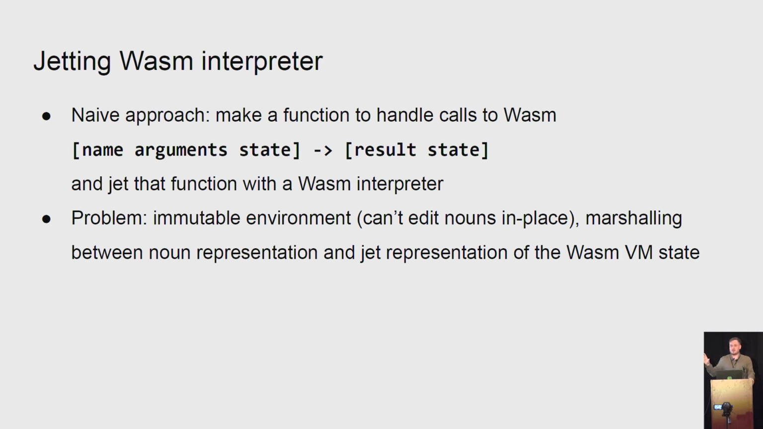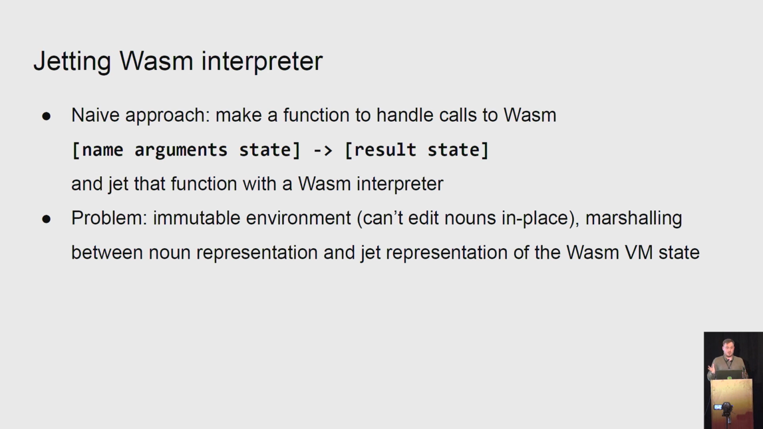So now we are back to making a Wasm interpreter, and we understand what the next step was supposed to be: to jet the Wasm interpreter. A naive approach would be to make a function which just handles function calls to Wasm. Say you represent the state of the WebAssembly virtual machine as some kind of noun state, and then you make a function which takes the name of a WebAssembly function as a string, a list of arguments, and the initial state, and the product would be the result of the function call and the updated state. Well, it would work, but it would be quite slow.